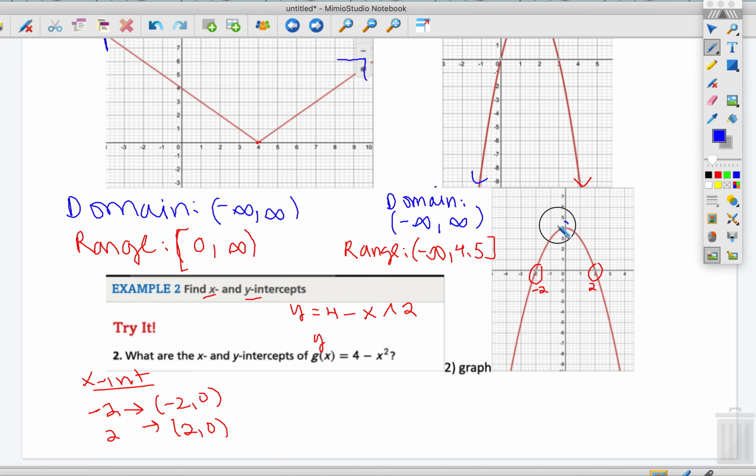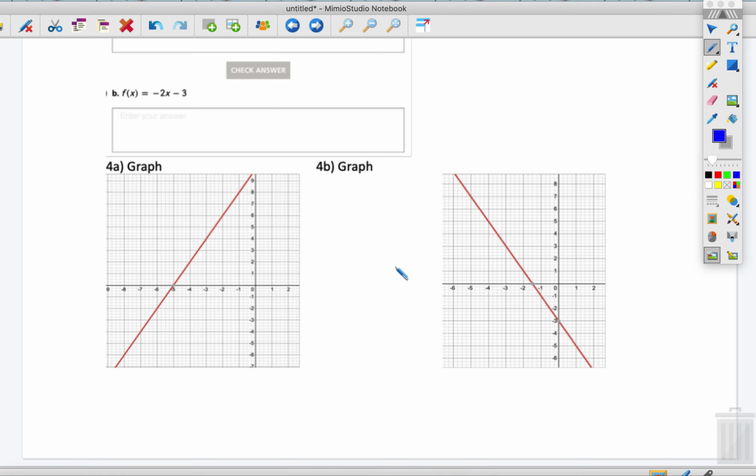Then we look for our y-intercept. We touch the y-axis, right? This is the y-axis at 4. So our y-intercept is 4, which can be written as (0, 4). Let's go on to the next page.